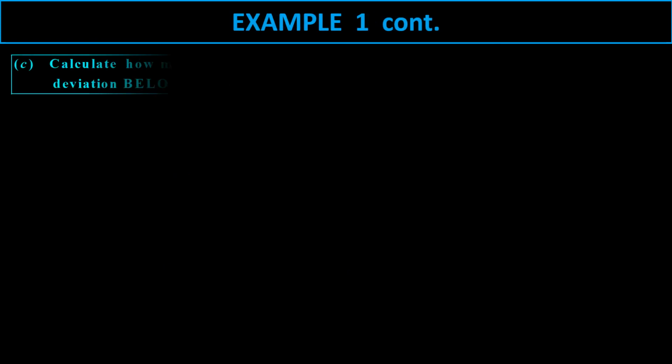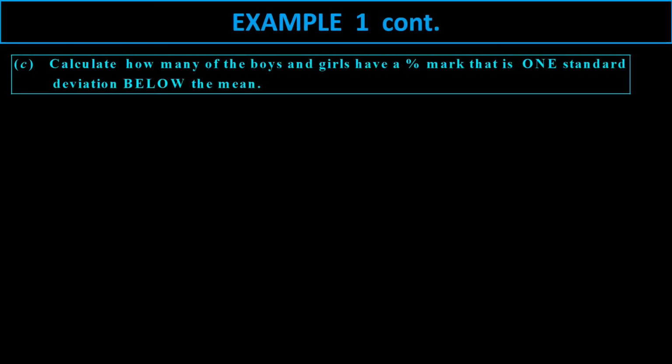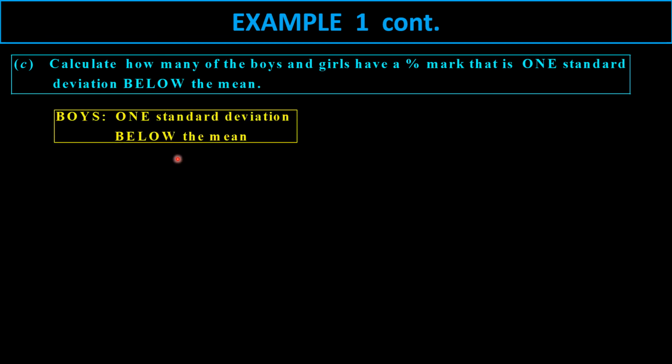Let's look at the next question, for example 1. Calculate how many of the boys and girls have a percentage mark that is 1 standard deviation below the mean. You see 1 standard deviation and you want it below the mean. So 1 standard below the mean, what does that mean? That's correct. It's the mean minus the standard deviation.